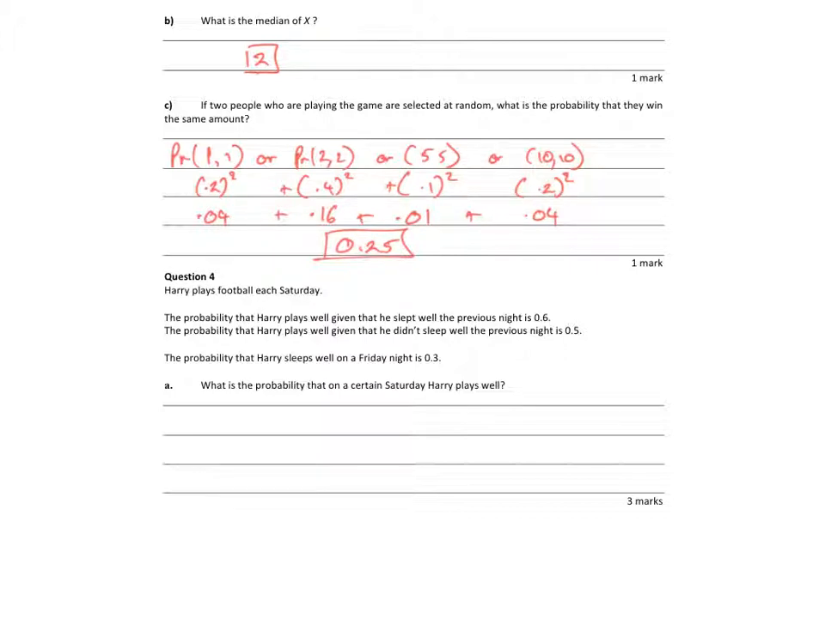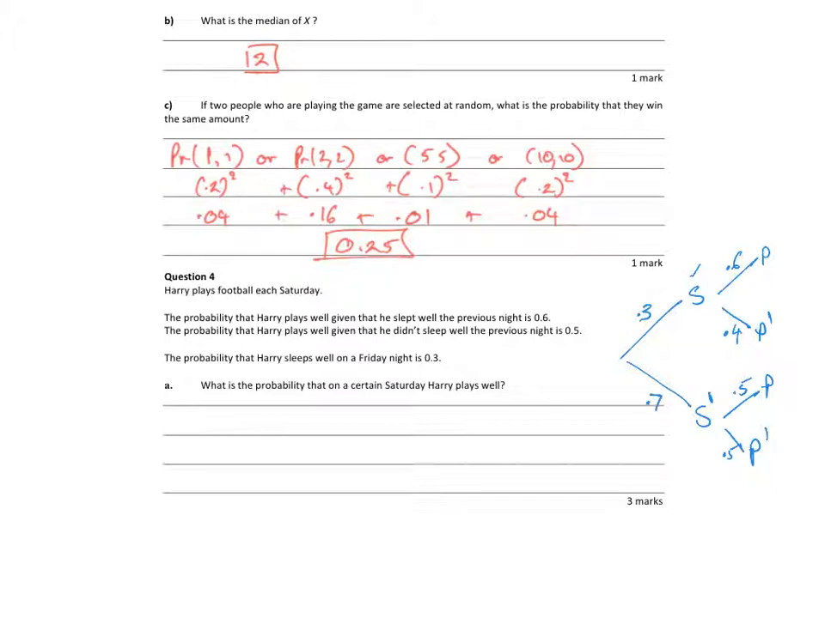Okay, so let's set up a little tree diagram, I reckon. It's normally the best thing when we've got two options. Harry plays well given he slept well the previous night is 0.6. So playing well, play bad, play well, play bad, and it depends on whether you sleep well or sleep bad. If this is slept well, 0.6 that he plays well. If he didn't sleep well, it's 0.5. Okay, probability that Harry sleeps well on Friday night is 0.3. So normally we can only fill that one out there at the very end.